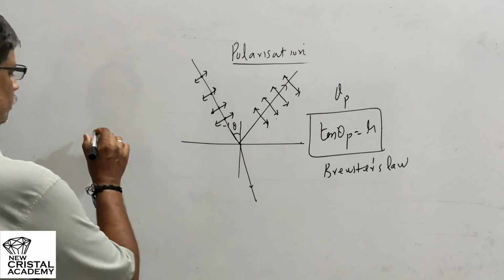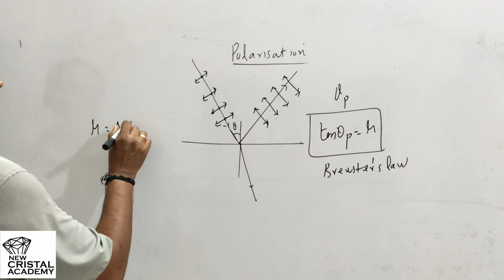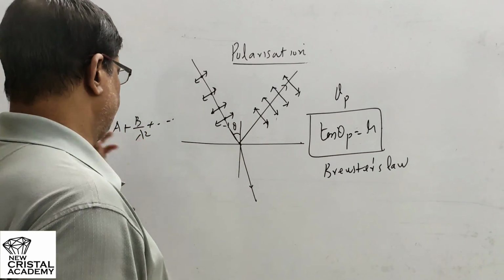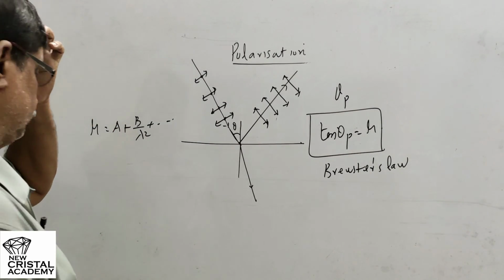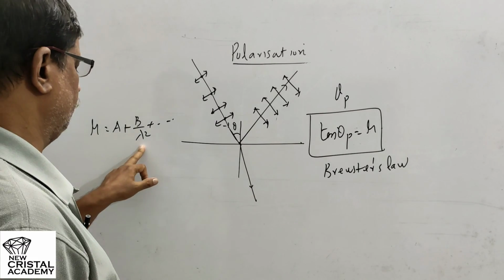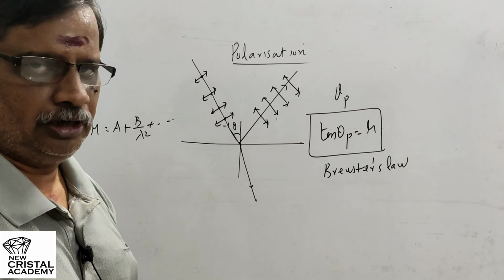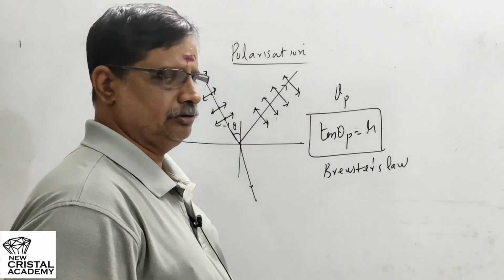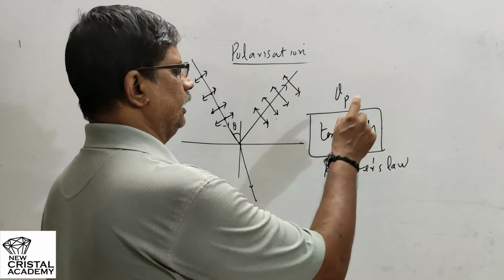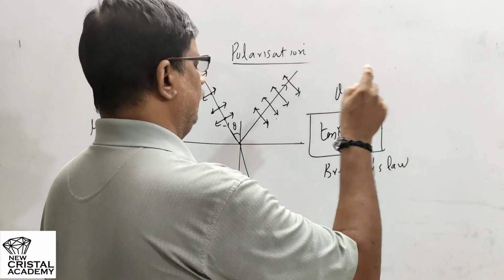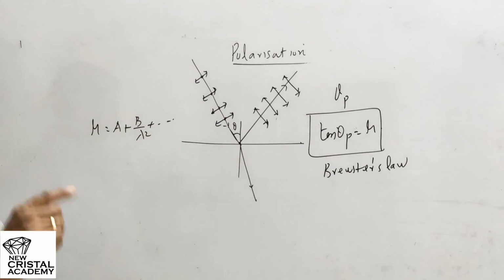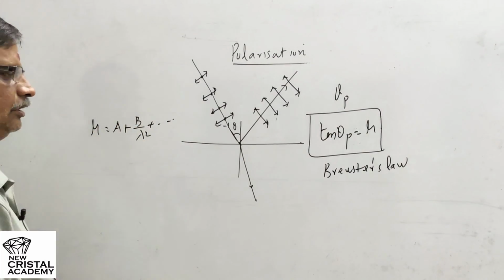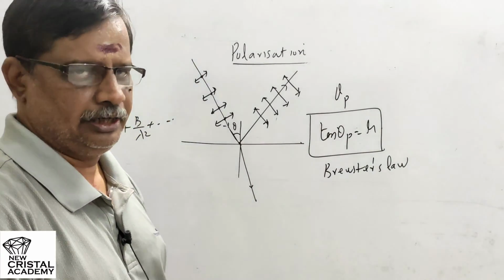Now, according to Cauchy's formula, which you have seen, mu equal to a plus b by lambda square plus etc. Other terms are there. We will limit our discussion only to the first two terms. A and b are known as Cauchy's constants. So mu is dependent on lambda. Mu has an inverse square dependence on lambda if you approximate to some extent. So mu depends on lambda and mu also depends on theta p. So the polarizing angle depends on refractive index, and refractive index depends on wavelength. So you can say that since polarizing angle depends on refractive index and refractive index depends on wavelength, the polarizing angle will be different for different wavelengths.